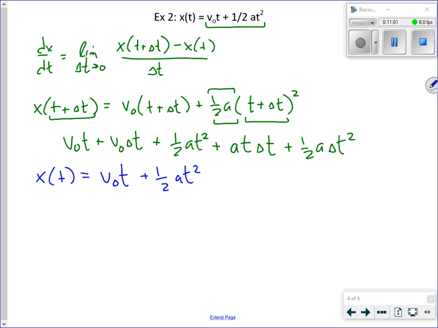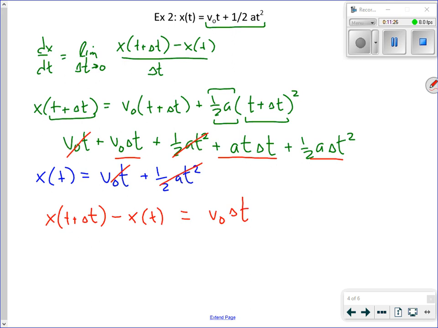So when I subtract x initial from x final, what I end up with is, well, let's see, this goes with that, this goes with that, and what I'm left with are those: v naught delta t plus a t delta t plus 1/2 a, whoops, that's a delta t squared.